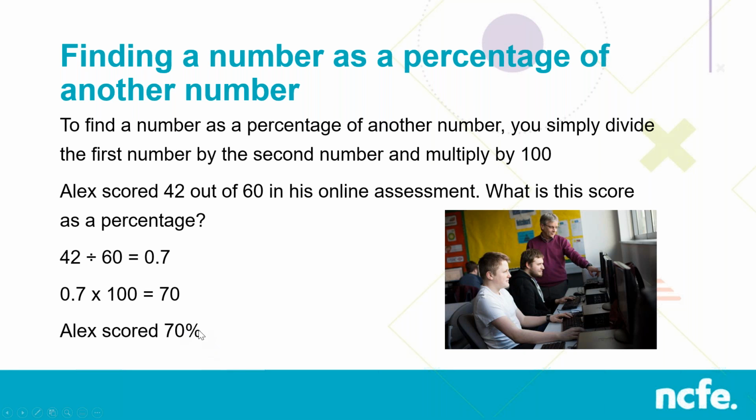So Alex scored 70%. It's very important to remember that percentage symbol. Otherwise, we'd be saying that Alex scored 70 when he didn't. There were only 60 possible marks. So it's very important to remember that percentage symbol.